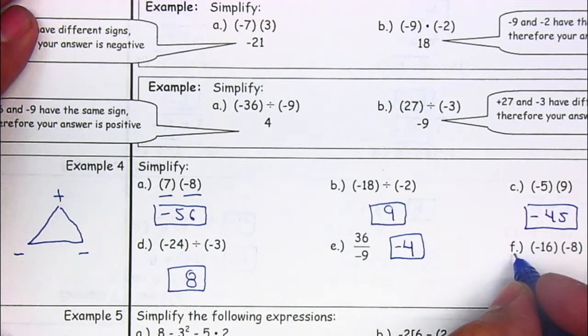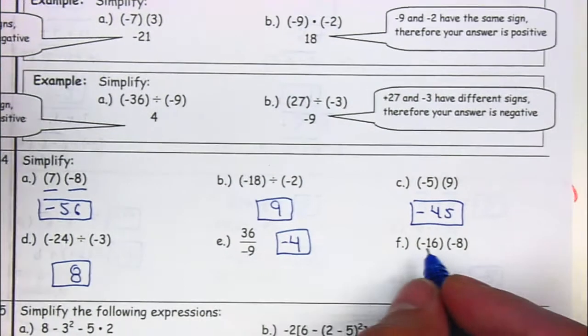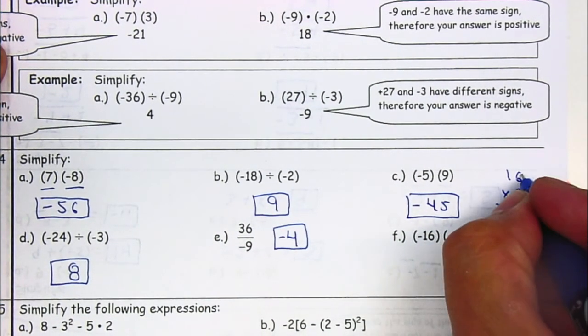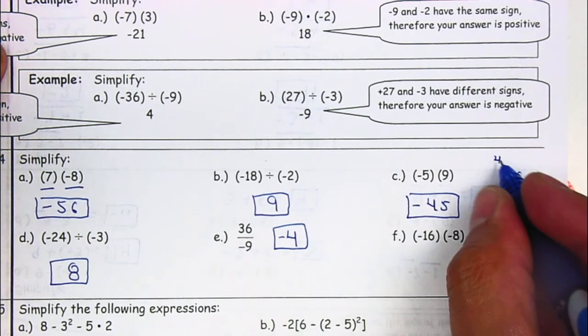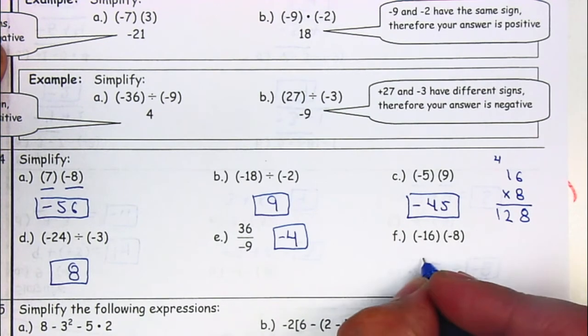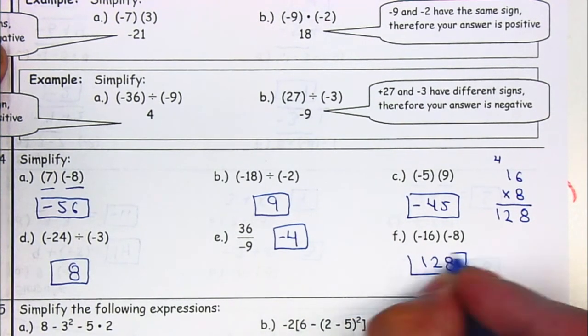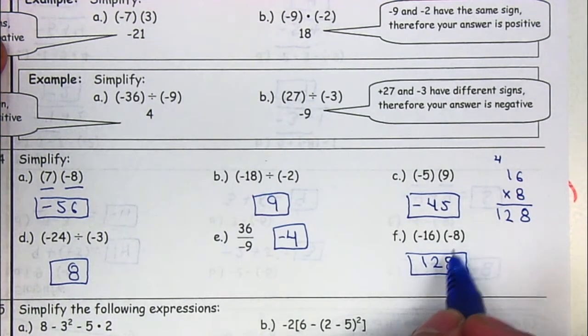Letter F, we are multiplying 16 times 8. We are just going to multiply on the side. 6 times 8 was 48. We carry 4. 8 and 4 will be 12. So this will be 128. Negative multiplied by negative is a positive.